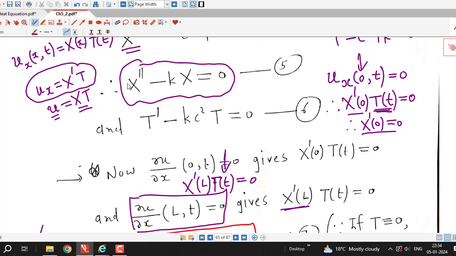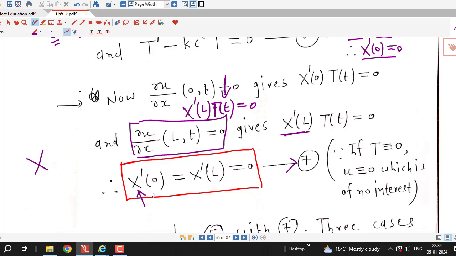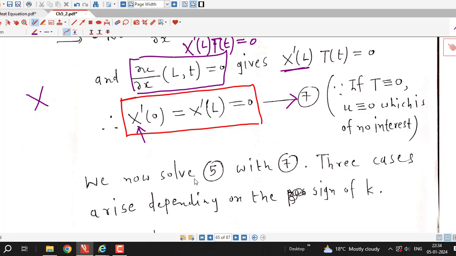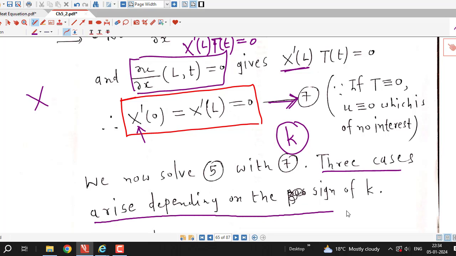That means we will solve X'' minus kX equal to 0, provided that X' is 0 at small x equal to 0 and at small x equal to L. And now we solve that equation number 5 together with these two boundary conditions. And this k is any constant, so there are three possibilities depending on the sign of k, whether k is 0, positive or negative. So we find the solution of 5 with 7 for each possible value of k.